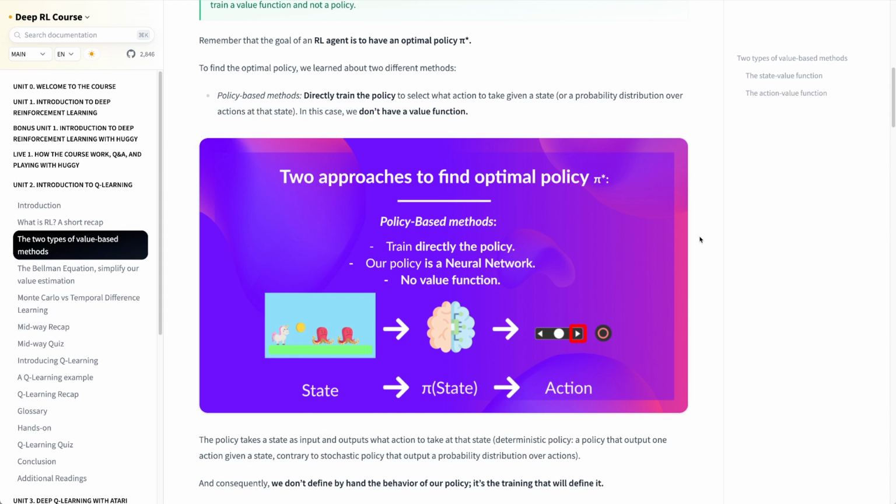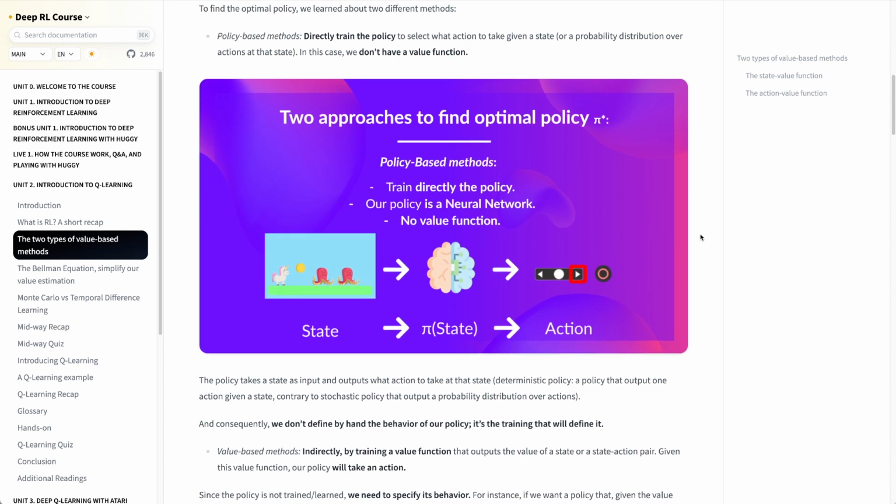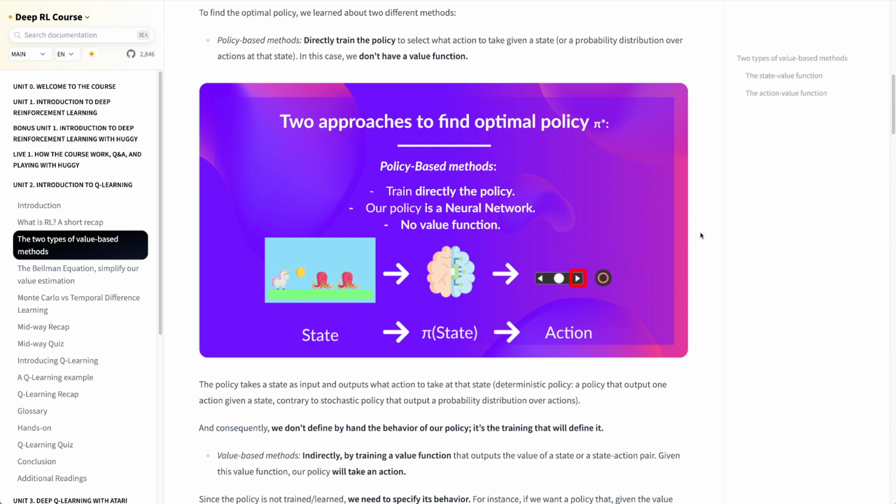Policy-based methods directly train the policy. In this case, we don't have a value function. It seems like it's missing a bullet point, or maybe we'll talk about it next. Okay, so we'll talk about it next. Two approaches to finding an optimal policy, pi. Policy-based methods, where we train directly the policy. Our policy is a neural network with no value function. So the policy takes the state as an input and outputs what actions to take.